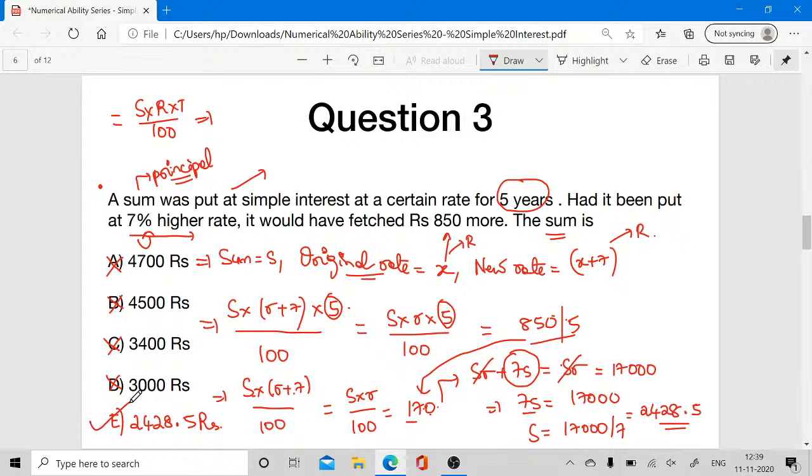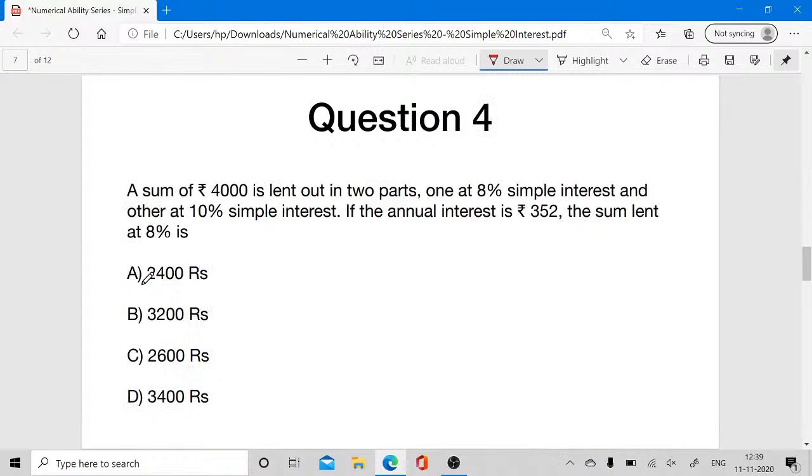So it is option E, 2428.5. I think I made a typing mistake over here. I should have specified this as 2700 and this as 2500. Okay, we would have given option B as the nearby option, okay? Let's move on to the next question.